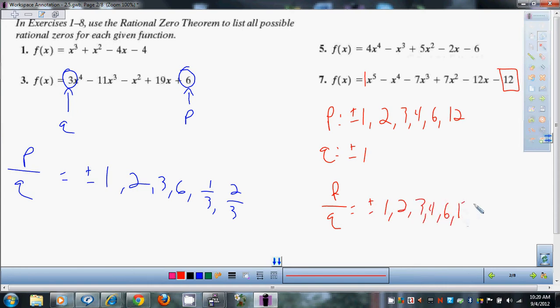So for those problems, you don't even have to list your p's and q's if you don't want to. I think it's easier if you do. But all I really need to see is your finished p over q list for 1 through 8. All I need to see.